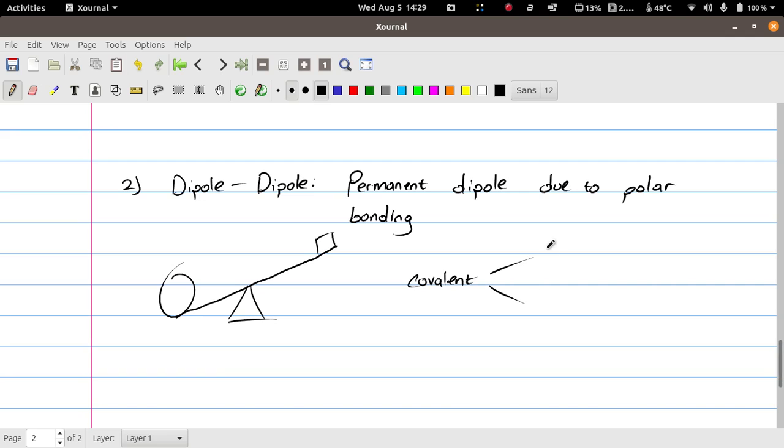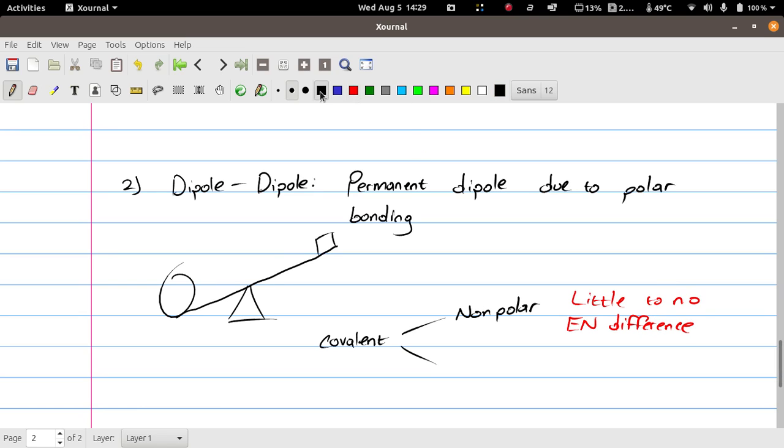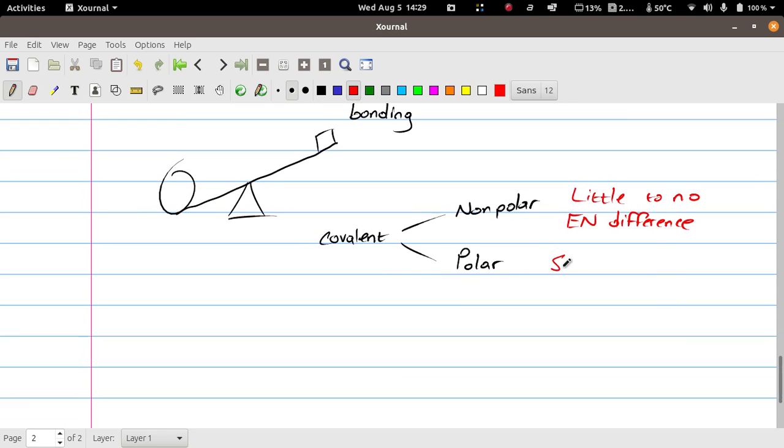So I'm going to just highlight the differences. Nonpolar is little difference in electronegativity. Little to no EN difference. And polar is significant EN difference.